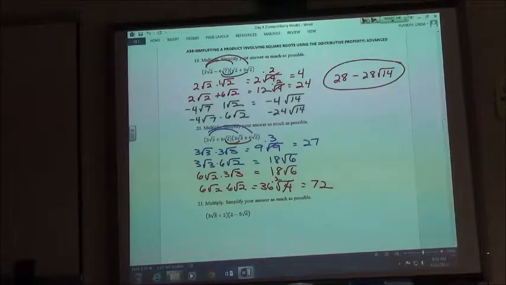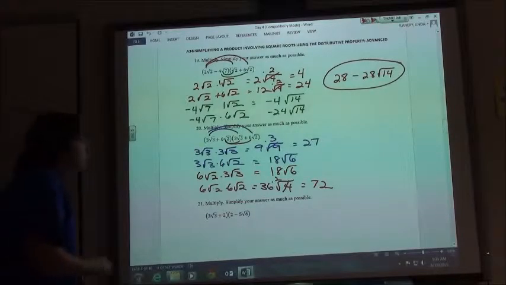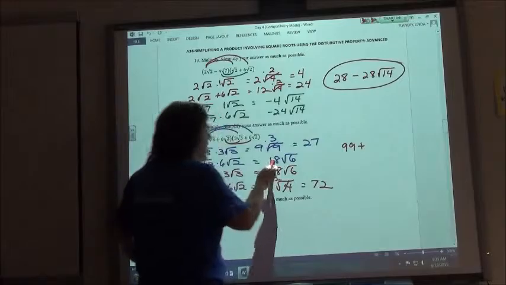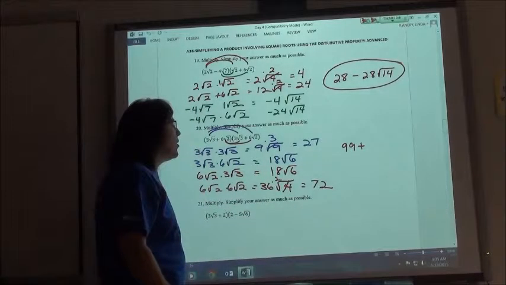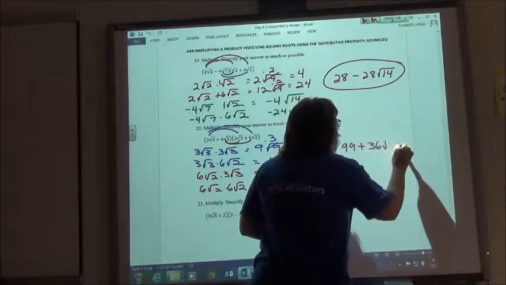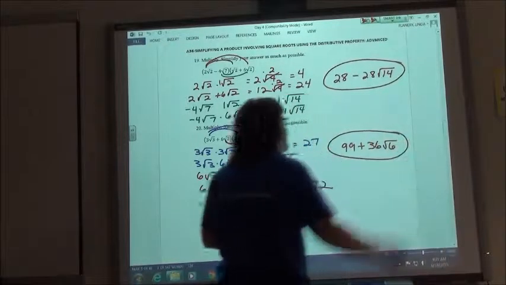So on this one, when I'm combining my like terms, I'm going to take my 27 plus my 72, which is 99. Plus, I have 18 square root of 6 and 18 square root of 6. 18 plus 18 would give me 36 square root of 6.